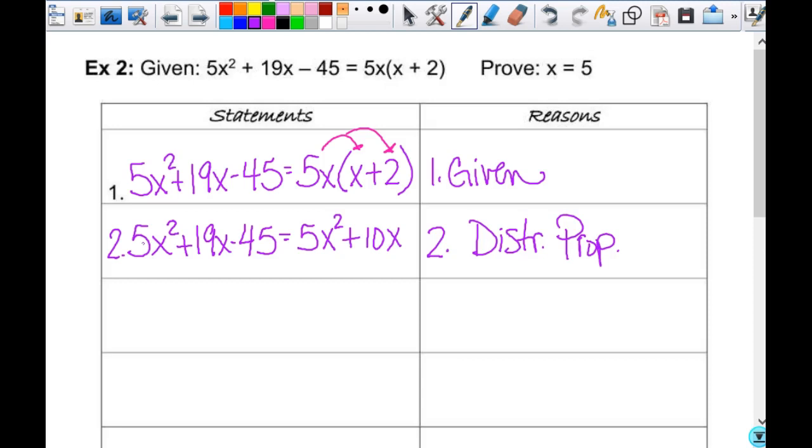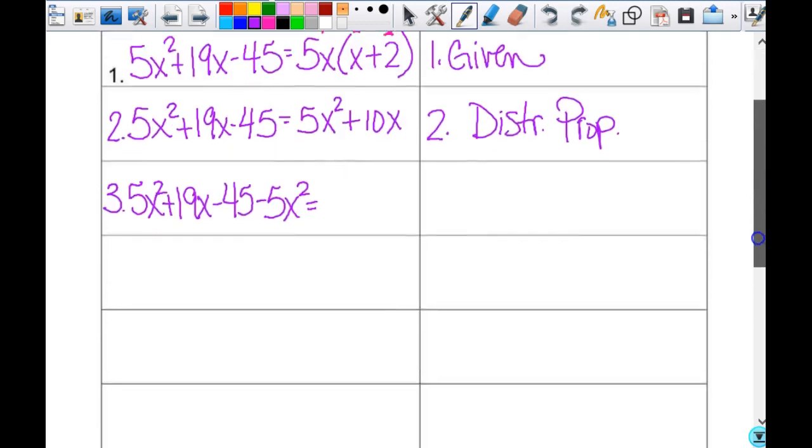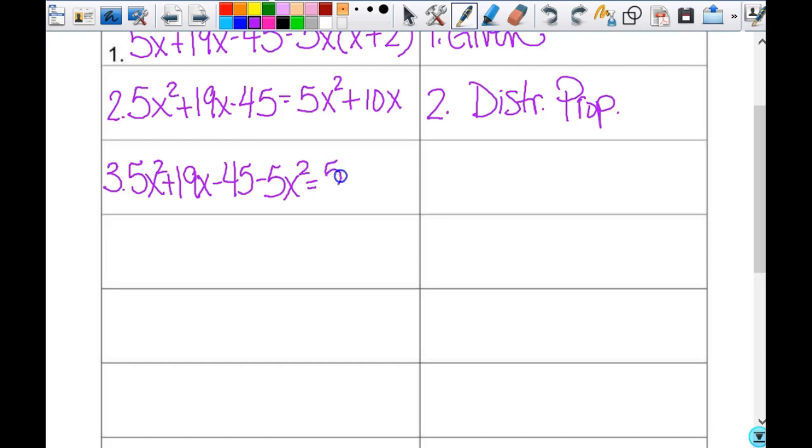So to start by setting it equal to 0, I'm going to move things around. So I'm going to move the 5x squared, okay? So I'm going to subtract 5x squared from both sides. So this is going to give me 5x squared plus 19x minus 45 minus 5x squared. And here's where the one little time you might run out of room, but you can make it fit. Equals 5x squared plus 10x minus 5x squared. I have to kind of put mine down there. I write big. So a lot to write, but we can get it down there.